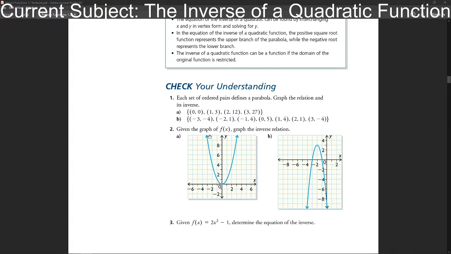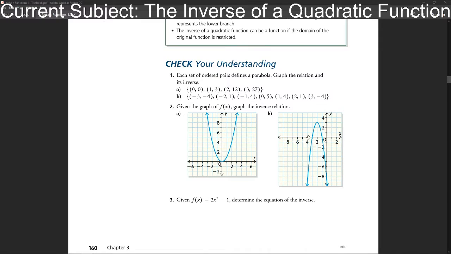Given the graph of f of x, graph the inverse relation. All right, so that's just simple. I just noticed something. Since it's a reflection over x equals y, it goes this way. The negative always opens up to the left because it reflects like that. I'm not sure if you can see my mouse movements, but yep.